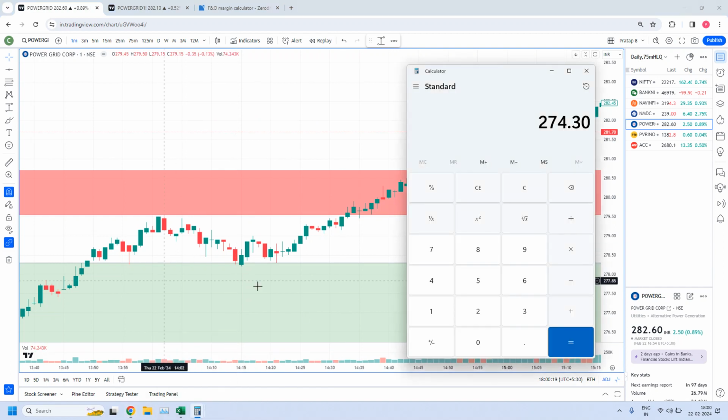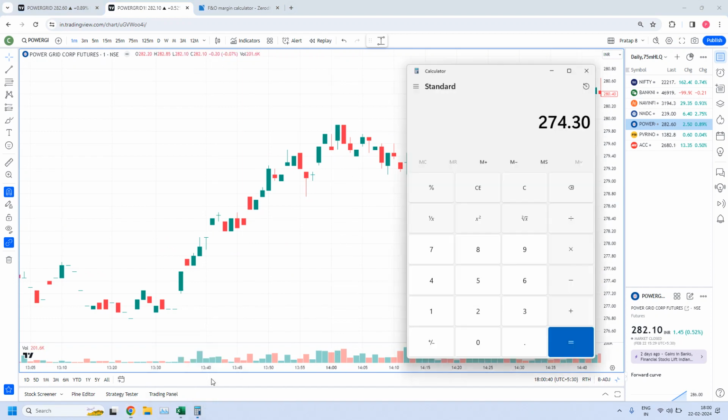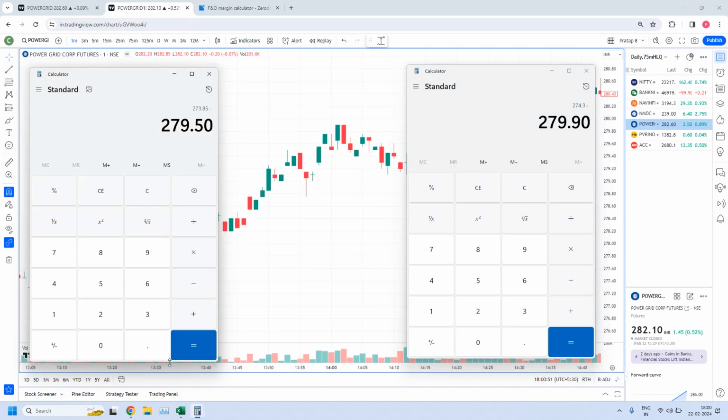And what about the futures chart? You need to look at 2 o'clock 1 minute, afternoon. This is the candle, afternoon 2 o'clock 1 minute. What is the high of this candle? 279.90 paisa. Now compare both. This is 279.50 paisa. This is 279.90 paisa. What is the difference?